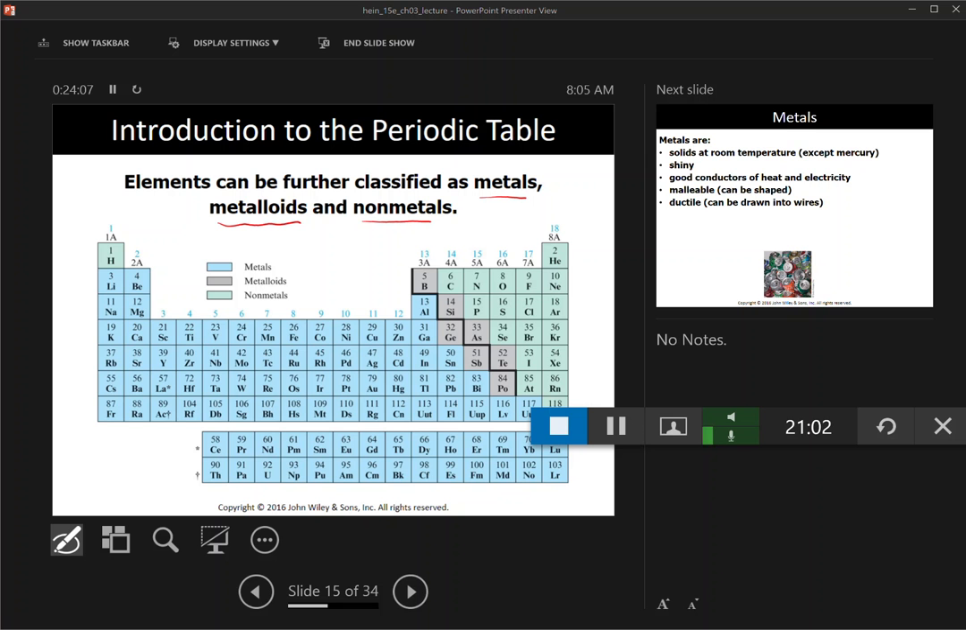Just one other thing that I want to mention here in the periodic table is these two boxes on the bottom here. These are called rare earth elements.